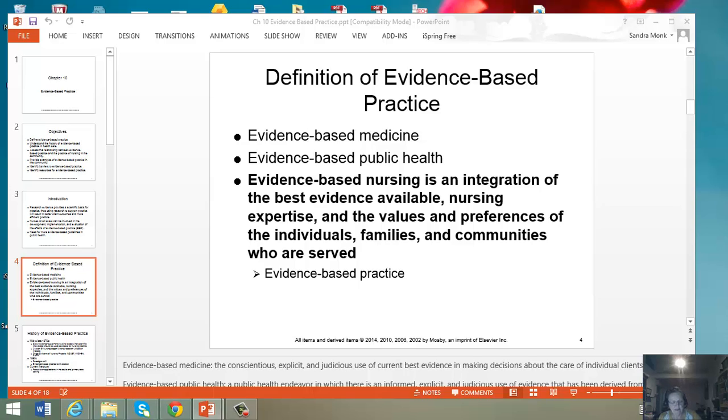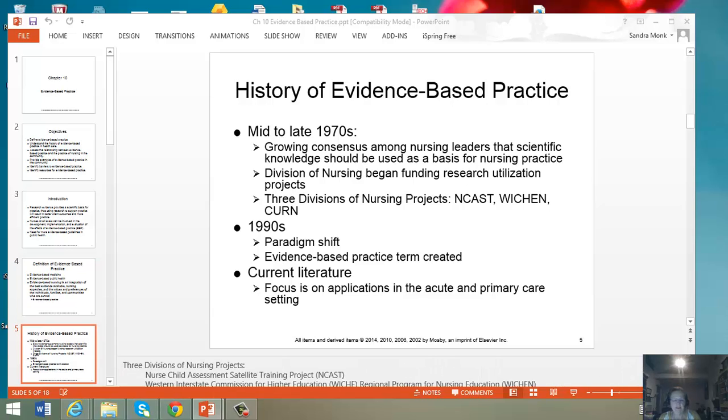And that certainly does include public health, and you want that to come from a variety of sources, including research studies and nursing experience, although we can't base it all on anecdotal stories like we used to before we started depending more on evidence-based practice. Some of the history related to evidence-based practice goes back to the mid to late 1970s, when there began to be a movement of growing consensus among nursing leaders that scientific knowledge should be used as the basis for nursing practice. And the Division of Nursing began funding nursing research utilization projects.